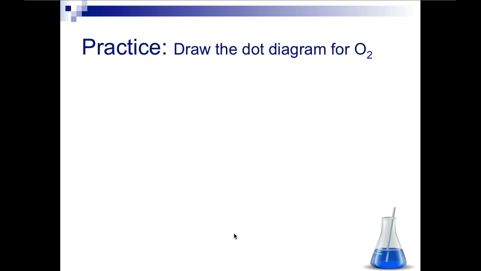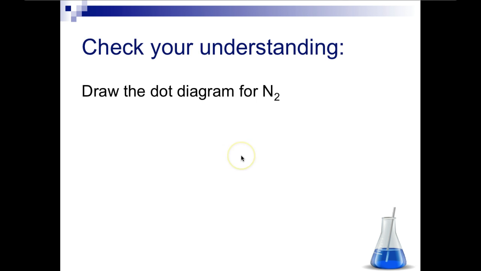So let's draw the Lewis-Dot diagram for O2. Each oxygen only brings 6 electrons to the table. So you're dealing with 12 electrons total. 1, 2, 3, 4, 5, 6, 7, 8, 9, 10, 11, 12. But here's the thing, you can't put 8 electrons around either oxygen first because neither oxygen will have a stable octet. So you're going to have to share. So you're going to have to put a double bond in between them.